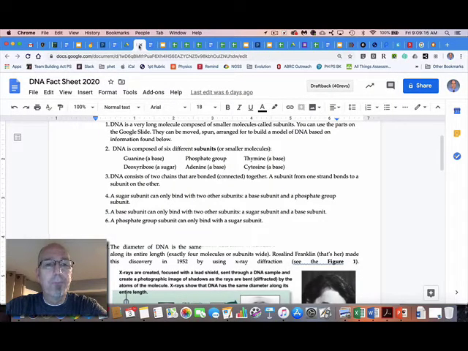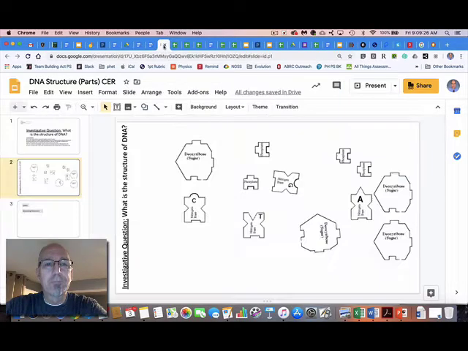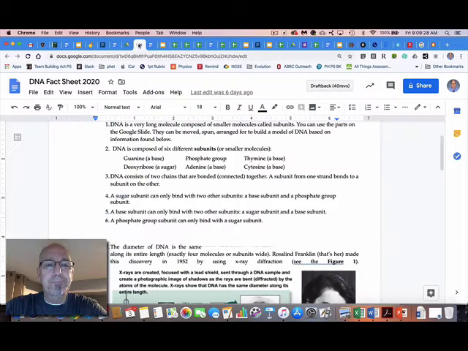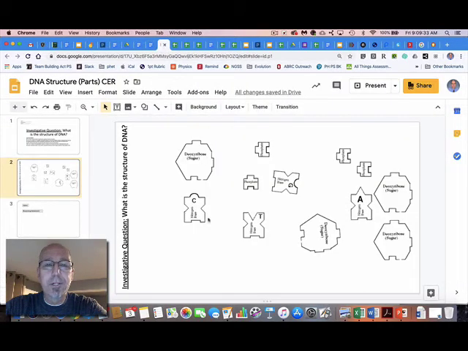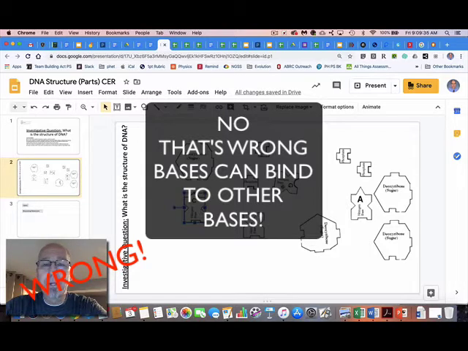Number 5, a base subunit can only bind to two other subunits, a sugar and a base subunit. All right, so a base, this thing, cannot bind to another base. It can only bind to a sugar and a phosphate.